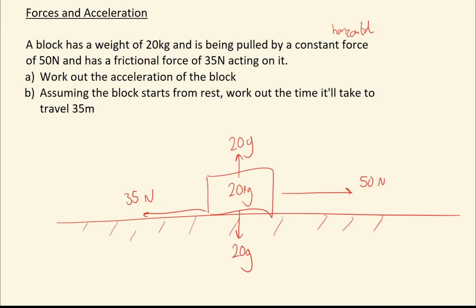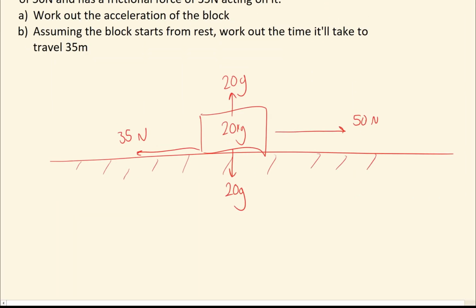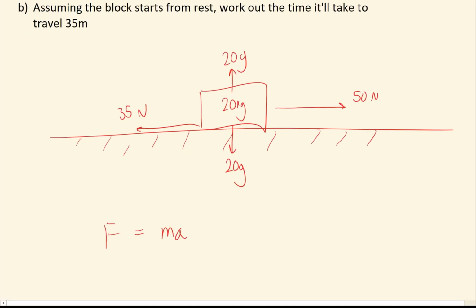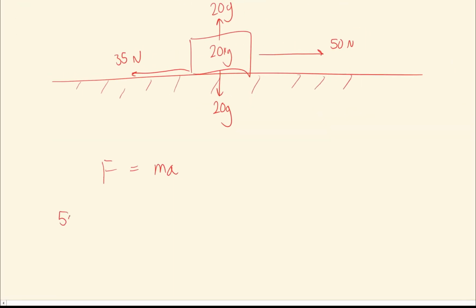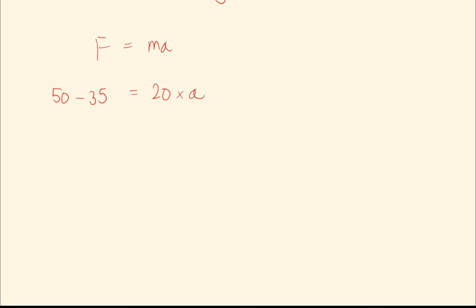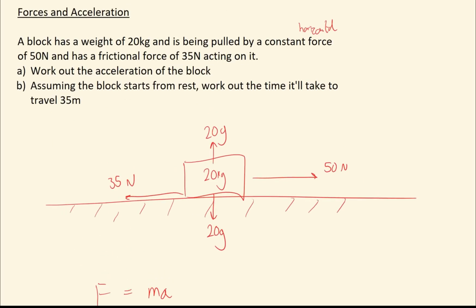Part A, work out the acceleration of the block. The only acceleration is going to be to the right hand side. So we've got F equals ma. When you're asked to work out acceleration, that's pretty much always the formula you want to use, unless you've got a SUVAT based question. So the force: we have 50 minus 35, so 50 pulling it, 35 slowing it down, and that's going to be mass times acceleration. Simplifying that down, we can work out that acceleration is going to be 3/4, or 0.75. Okay, that's part A done.